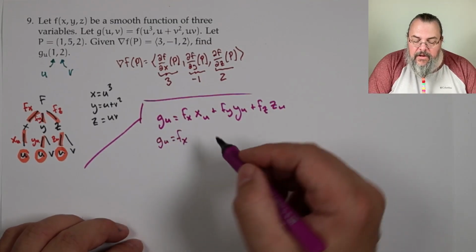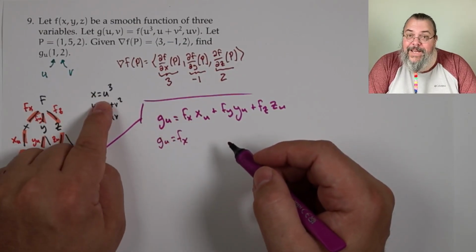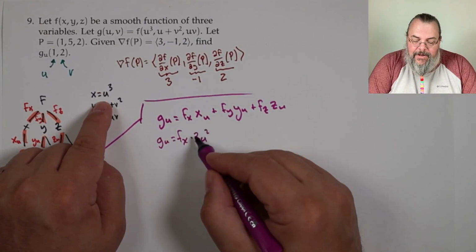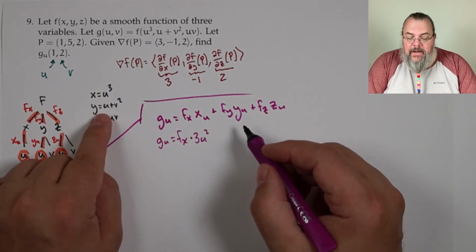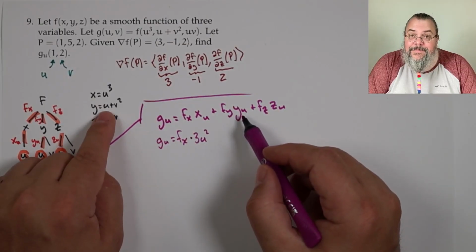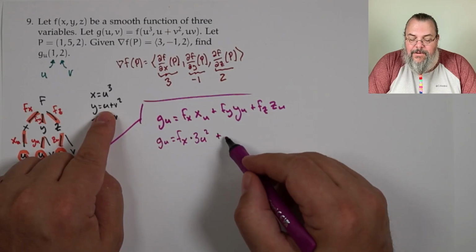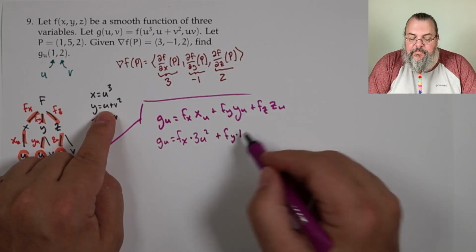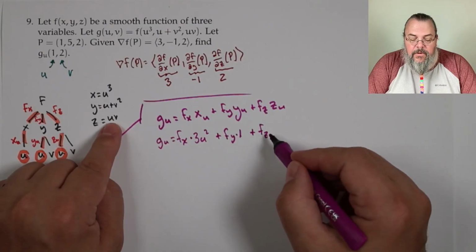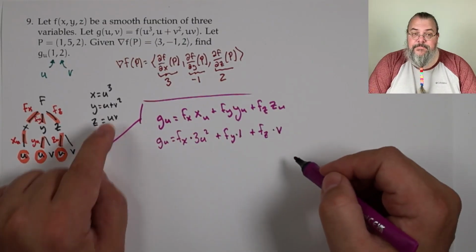What is derivative of x with respect to u? X is u cubed. Derivative of x with respect to u, 3u squared. All right, derivative of y with respect to u. Well, what's derivative of u plus v squared with respect to u? It is 1. All right, derivative of z with respect to u. Well, derivative of z with respect to u is v.